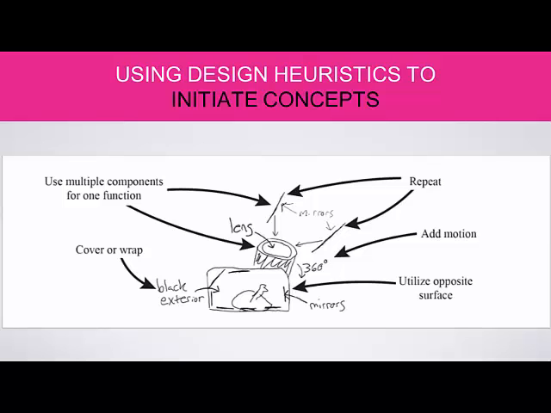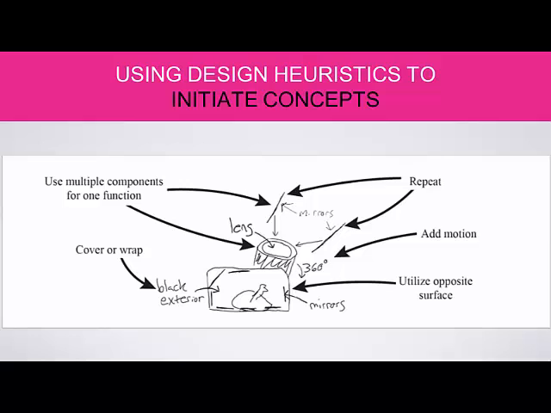In our research, we've seen that designers use design heuristics to generate ideas from scratch. For example, in the design of a way to cook using solar energy, this designer used the design heuristic repeat, by repeating the number of mirrors to increase the reflection on the surface of the lens to collect more sunlight. He used the design heuristic use multiple components for one function, by having both the lens and mirrors to gather sunlight. He used the design heuristic cover or wrap to cover the inner surface with black insulation material.